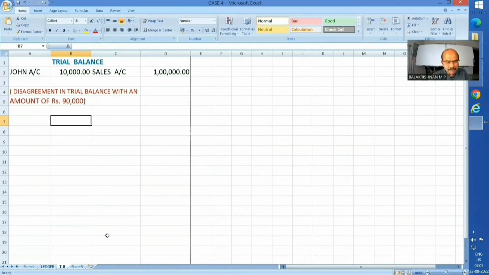So all the 4 cases, in a very simple way using simple transactions, I have explained to you. This is the basic. Well, students, all along we discussed how single-sided errors lead to the disagreement of a trial balance. 4 types of such single-sided errors we have discussed with illustrations, and we have convinced ourselves that yes, this leads to disagreement of a trial balance. Now let's see how to rectify such single-sided errors.